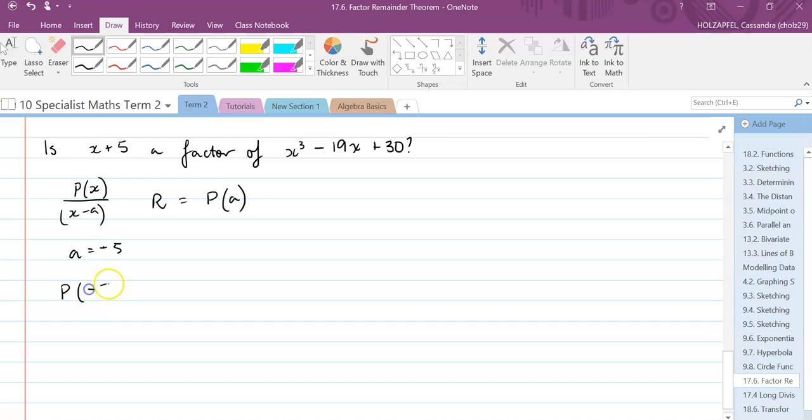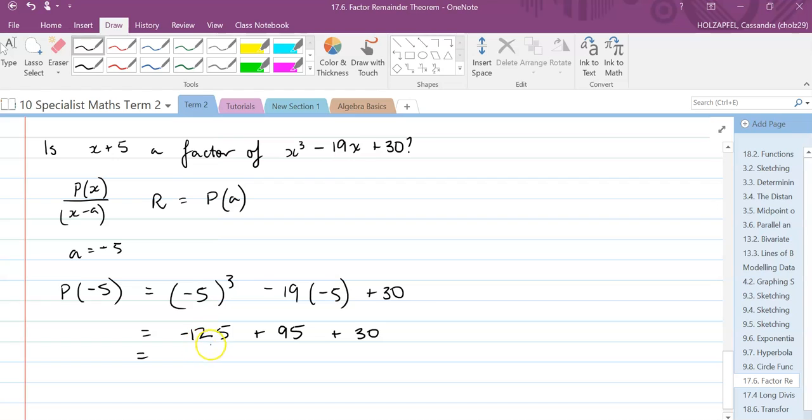So we're going to substitute in negative 5, and that's going to be equal to negative 5 cubed minus 19 lots of negative 5 plus 30. Okay, so negative 5 cubed is negative 125. 19 times 5 is 95, and that's a negative and a negative, so that's going to make positive 95, plus 30. So negative 125 plus 95 is going to make negative 30. Negative 30 and positive 30 is going to make 0. So yes, x plus 5 is going to be a factor of this particular function.